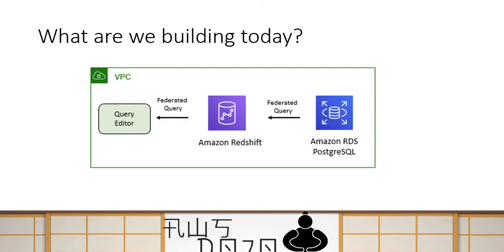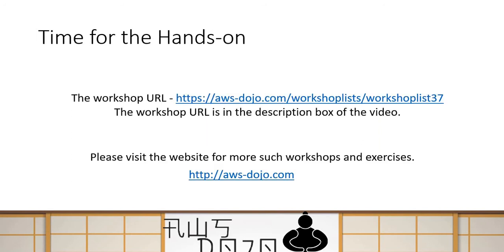Okay, so what are we going to build today? What we are going to build today is that we will launch an RDS PostgreSQL database. Then we launch an Amazon Redshift cluster. And then in the query editor, we'll make a federated query where it will bring some data from the Redshift local databases and bring some data from the RDS PostgreSQL server. And that will show you an example of a federated query. So this is what we are going to build today in the workshop. In order to complete this workshop, I've created a workshop and I have published it to our website aws-dojo.com.